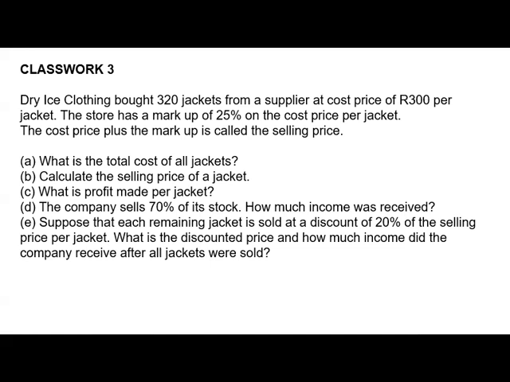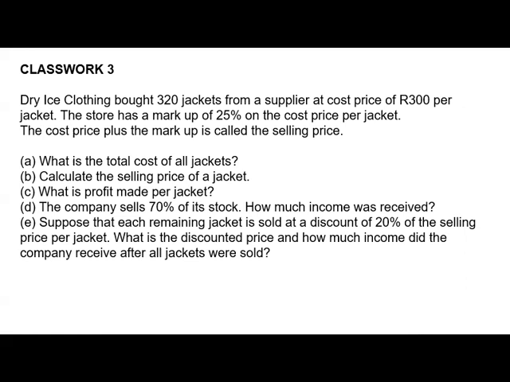Dry Eyes Clothing bought 320 jackets from a supplier at a cost price of 300 per jacket. The store has a markup of 25% on the cost price per jacket. The cost price plus the markup is called the selling price. What is the total cost of all jackets? That's the first question. Calculate the selling price of a jacket, one jacket.